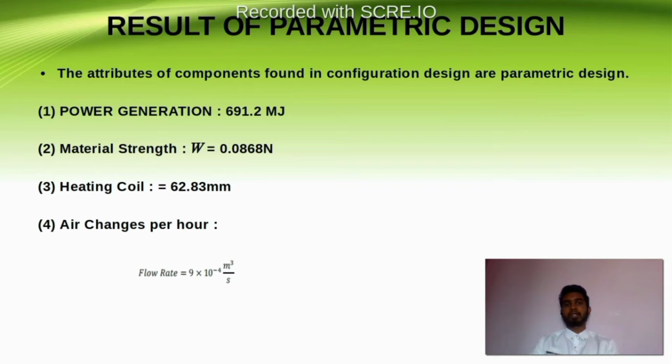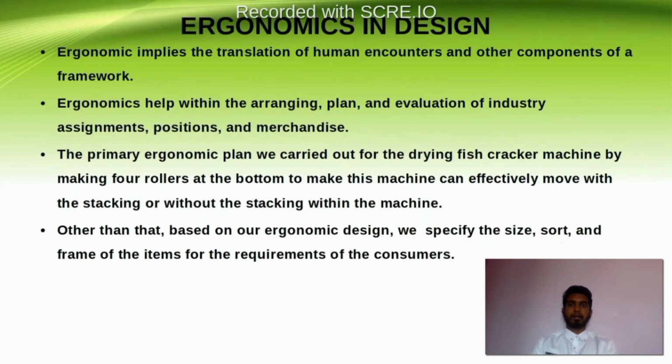The next slide, the result of parametric design. The attributes of components found in configuration design are parametric designs. First, the power generation is about 69.12 mJ, the material strength is 0.0868 Newton, the heating coil is 62.83 millimeter, and the air changes per hour is 9 times 10 power negative 4 meter cube per second.